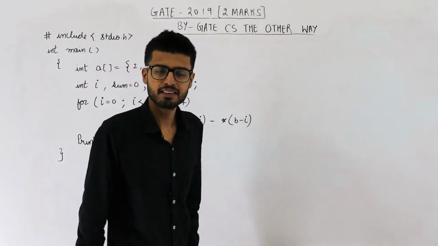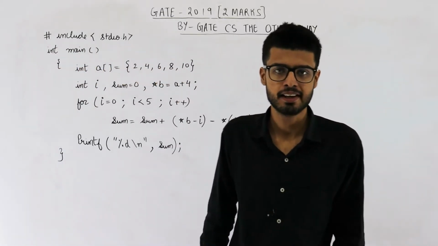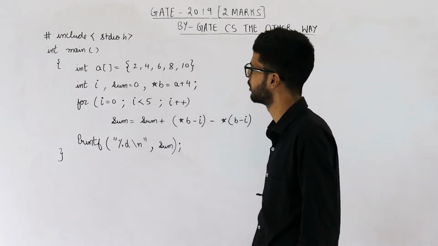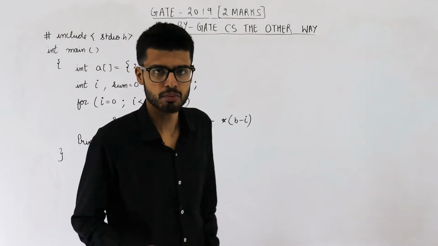Hello people, welcome back. This question is from GATE 2019 exam and it is for 2 marks. You need to find the output of this program. So let's start executing it line by line.